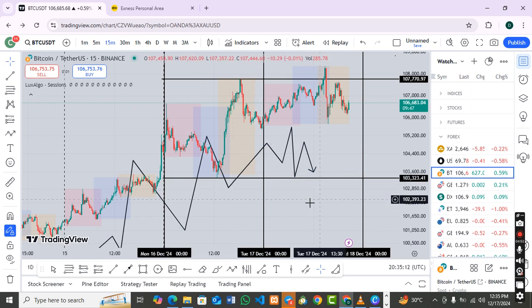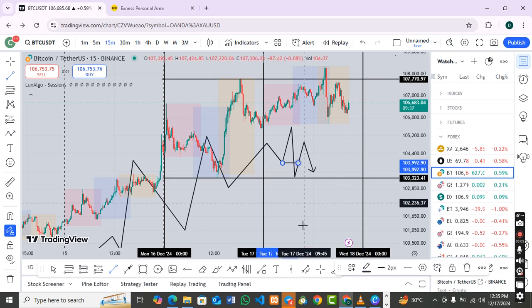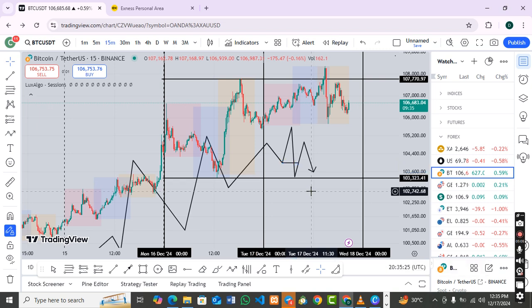Looking at these geometric shapes, these lines over here, when you pull another line, you can boldly say there was a break of structure over here, or a change of character. Sorry guys, a change of character. So now with this change of character, there will always be some order block zone over here and a fair value gap. Price will always come back to those zones and retest.